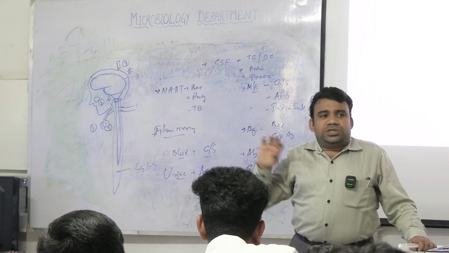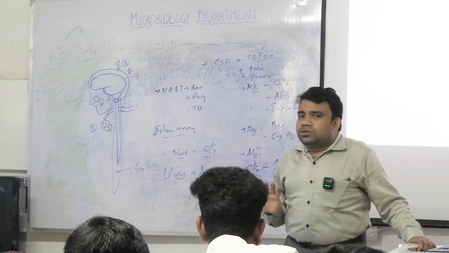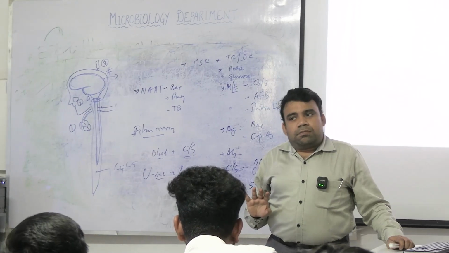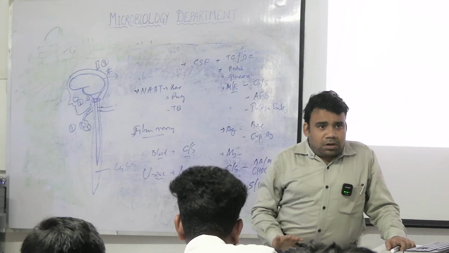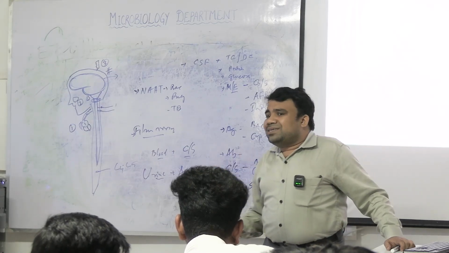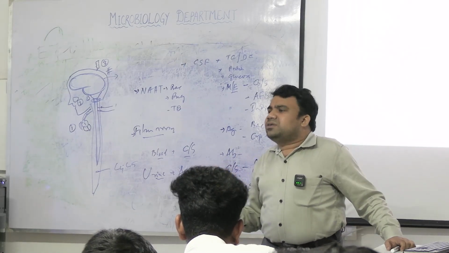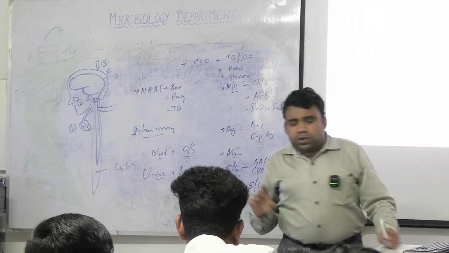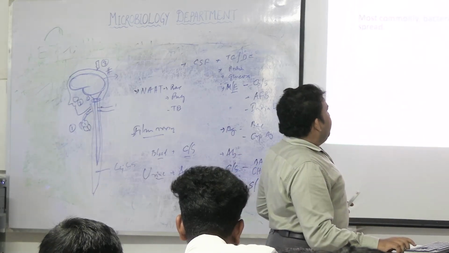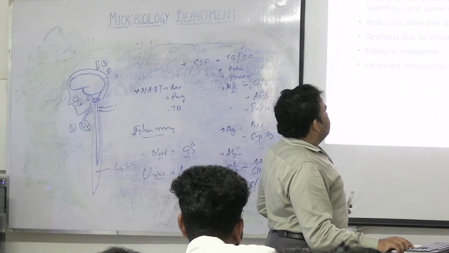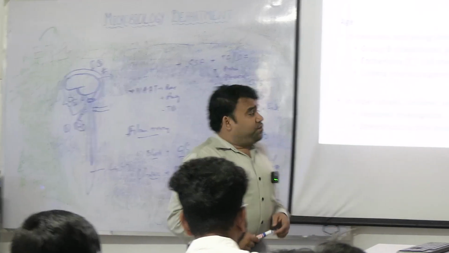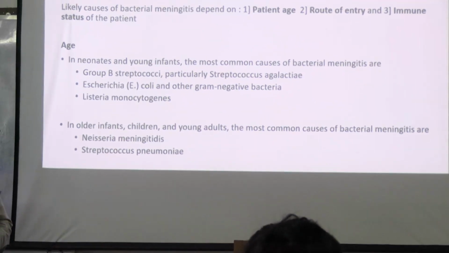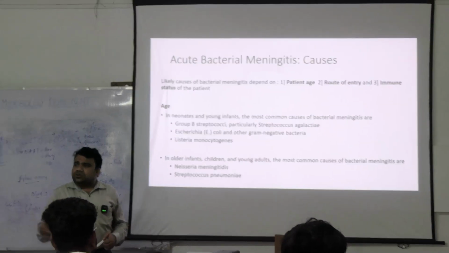Now, if a question comes, can you write the laboratory diagnosis? First we need to look at the presentation, whether it is acute or chronic. Then we have to look at the clinical signs and any ancillary history. Why is this history important? I'll just go through it very briefly. First factor is age. Based on the age, the pathogen also changes.